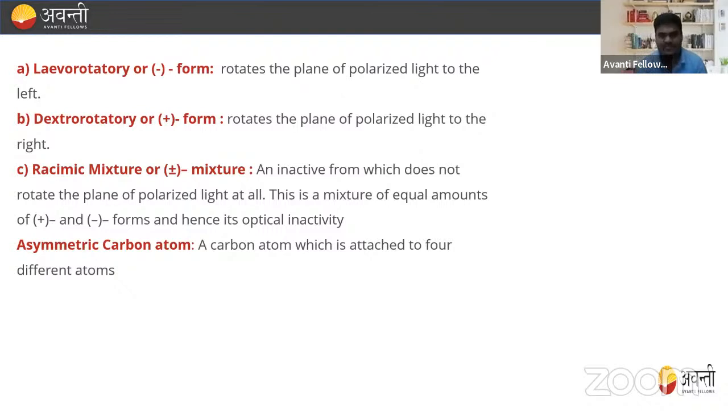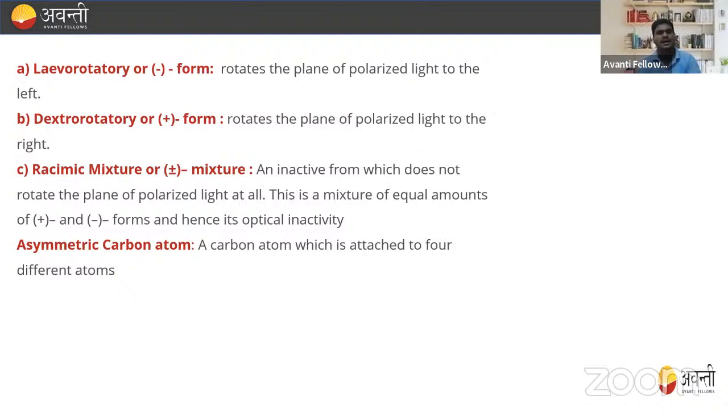Similarly, an inactive form does not rotate the plane of polarized light at all. It is a mixture of equal amounts of plus and minus forms, and hence it is called optically inactive, right? So this is called a racemic mixture. Basically, what is a racemic mixture, or plus-minus form? If we mix both levorotatory and dextrorotatory forms, we get an inactive form which does not rotate the plane of polarized light at all, a mixture of equal amounts of plus and minus forms, hence optically inactive, right?